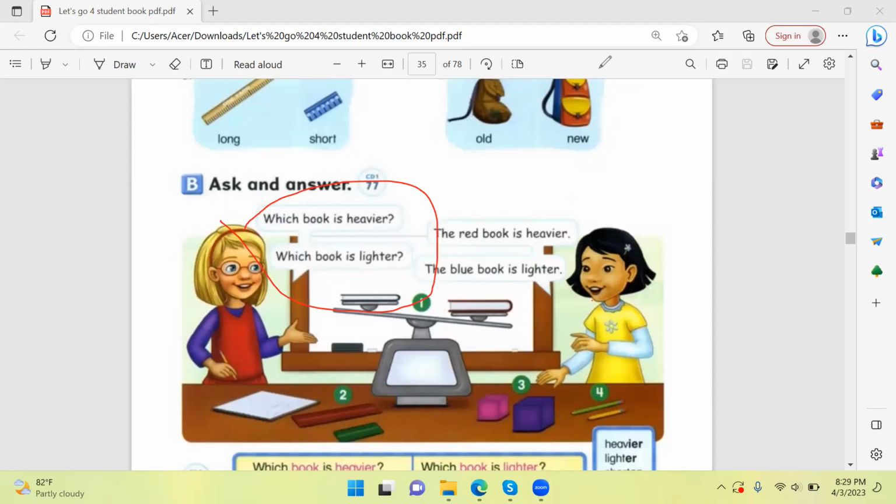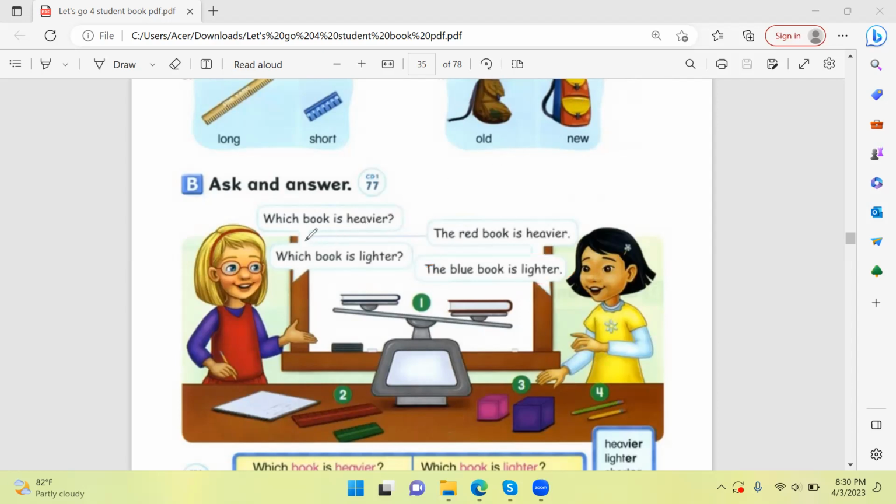Which book is heavier? Heavier. Then this one. Which book is lighter? Lighter. Very good. How about this one? The red book is heavier. Heavier. Okay, last one. The blue book is lighter. Lighter. Very good.